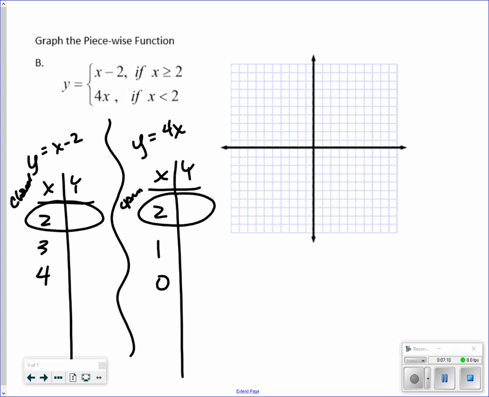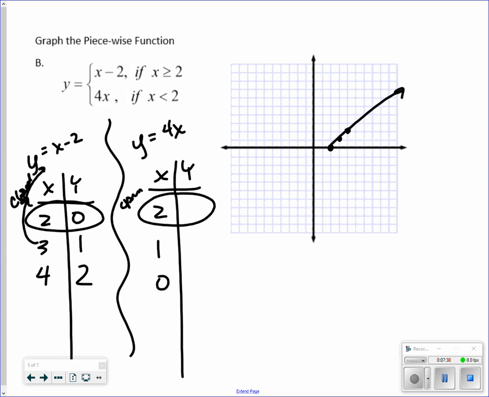Plug 2 in for x. So if I plug 2 in for that x, I would get 0. If I plug 3 in for that x, I get 1. So the first one is at 2, 0, and it's closed. 3, 1, and it goes in one direction.